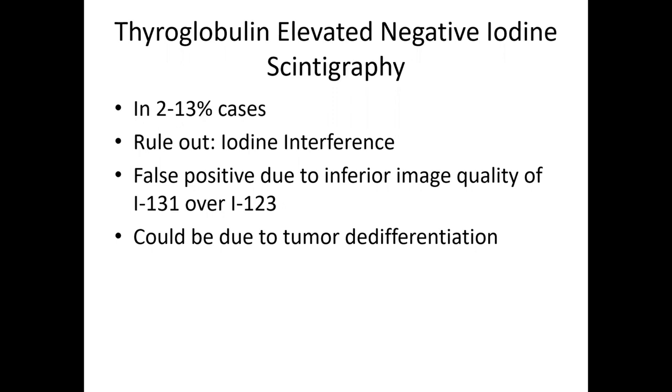And sometimes we may get false positive TENS due to the inferior imaging quality of I-131 over I-123. And the tissue might de-differentiate and might lose the ability to concentrate radioactive iodine. Evaluation of TENS includes ultrasound neck. We look for any disease which can be targeted with some kind of therapies.